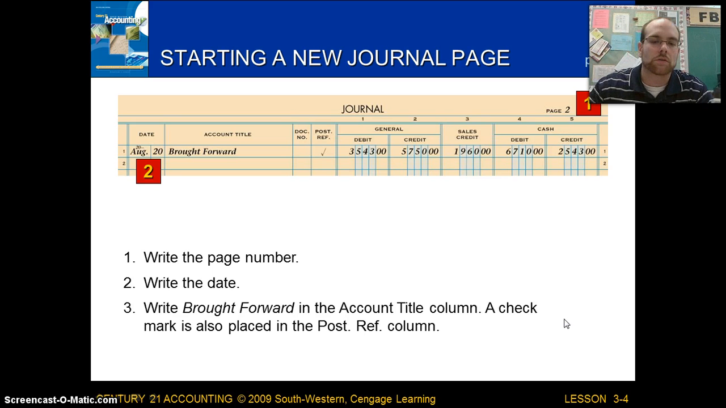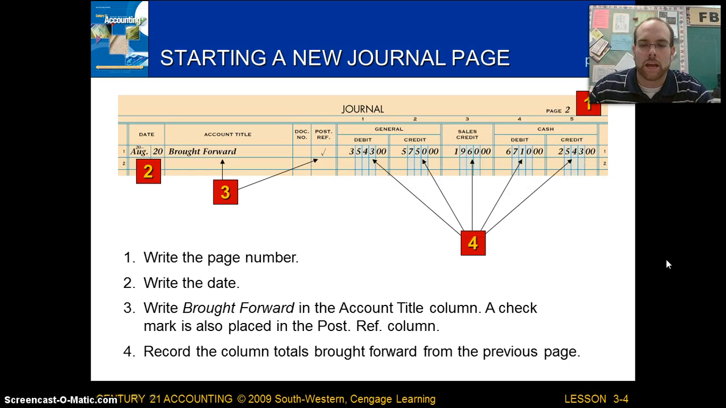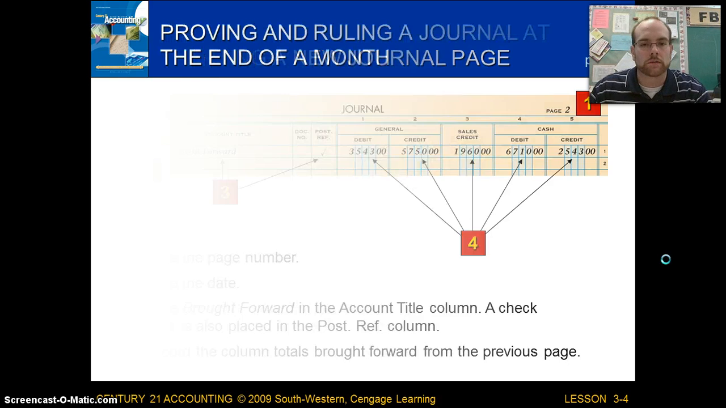We want to put a check mark also placed in the post reference. This will make sense as we continue to move forward, but just place that check mark in the post reference. The fourth step is we want to record the column totals brought forward from the previous page. We want to make sure that each one of these totals is accurate from what we had before.